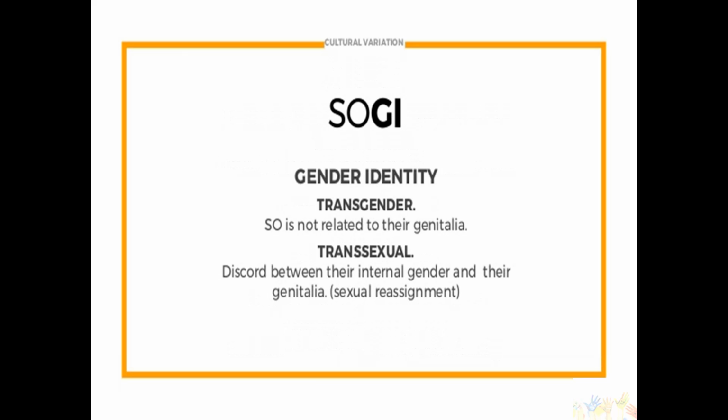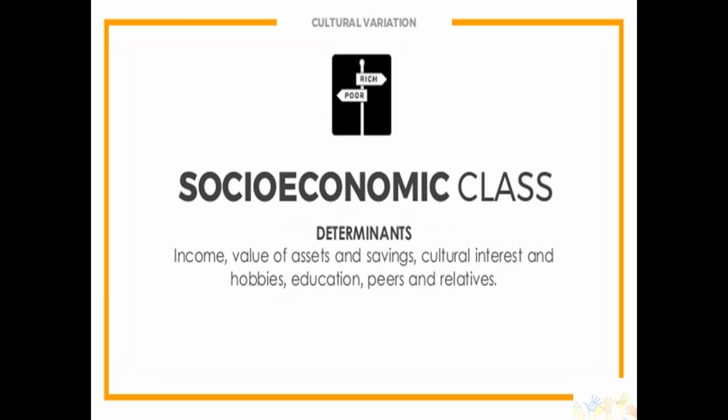Gender identity is an individual's self-conception as a man or woman, as a boy or girl or as some combination of man and woman or as someone fluctuating between man and woman or as someone outside those categories altogether. Transgender. Gender orientation is not related to their genitalia. Transsexual. Discord between internal gender and their genitalia, or sexual reassignment.